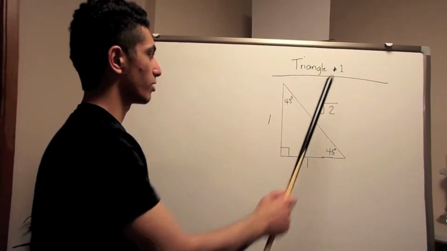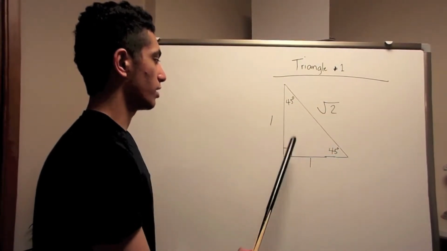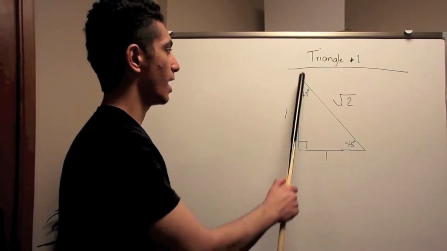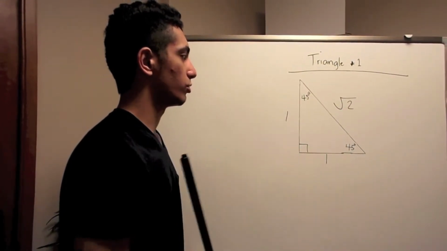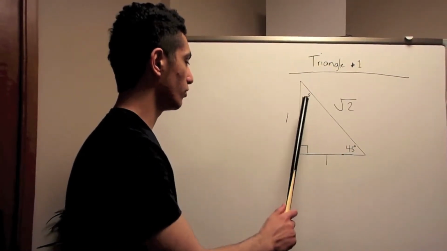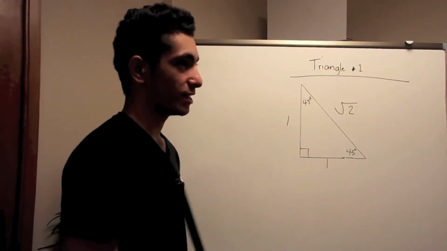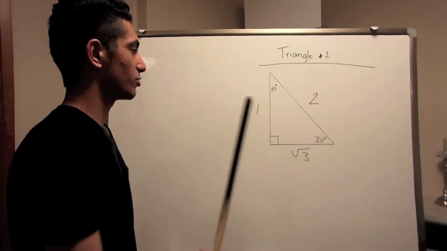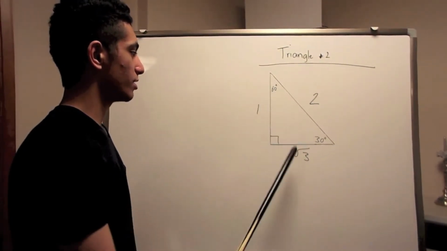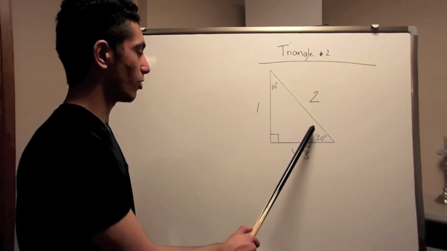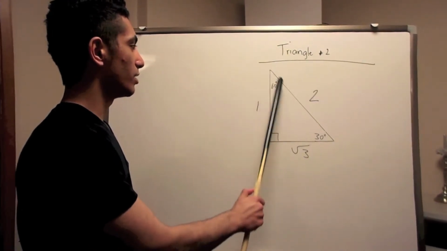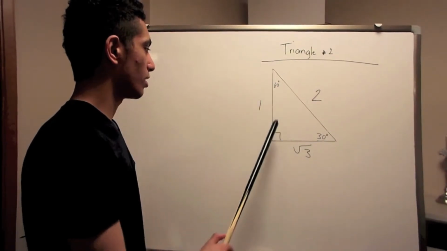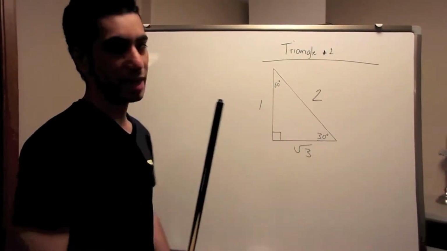The first type of triangles is called the 45-45-90 triangle. The opposite and adjacent legs are equal to 1, and the hypotenuse is equal to root 2. And when you add up all of these three angles, you will get 180 degrees. The second type of triangles is called the 30-60-90 triangle. Across from angle 60 is root 3. Across from angle 30 is 1, and the hypotenuse is equal to 2. And when you add up all these angles, you will get 180 degrees.